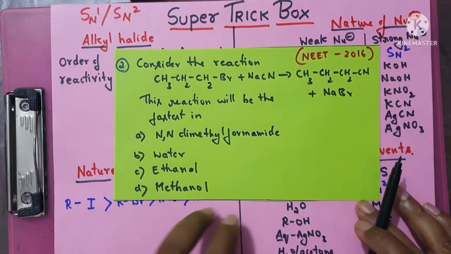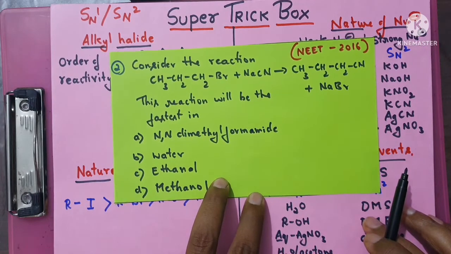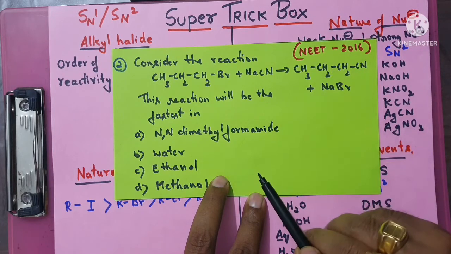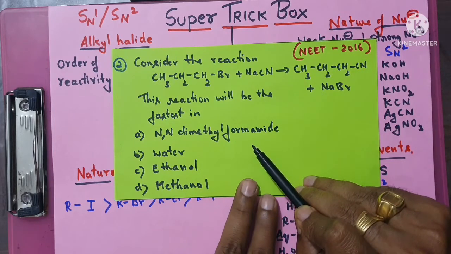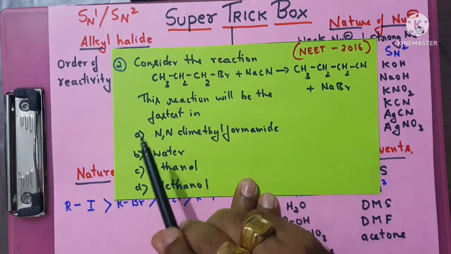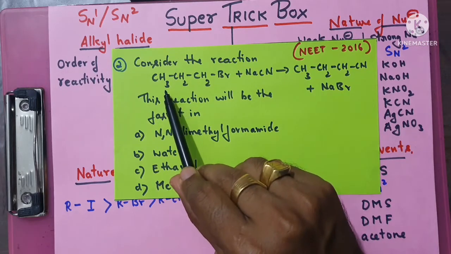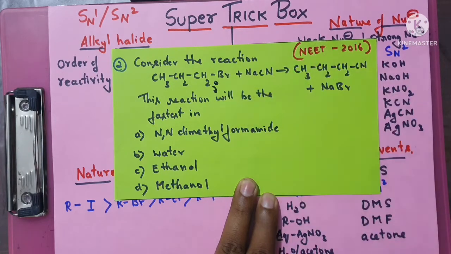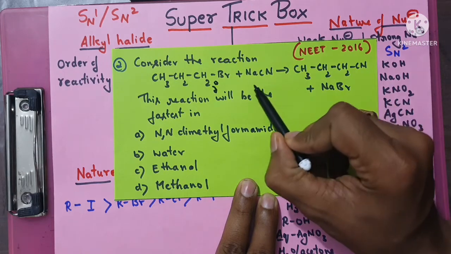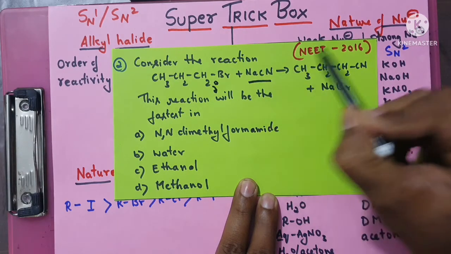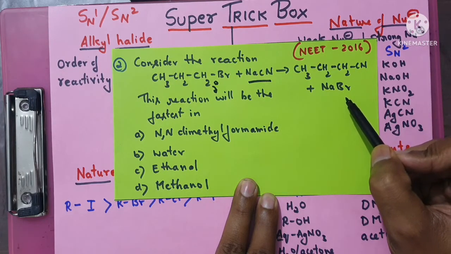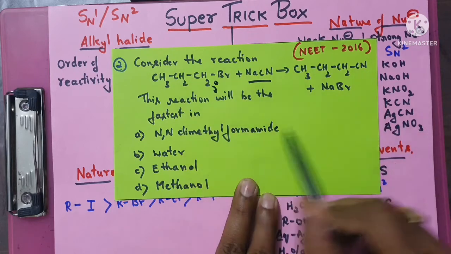This is a very interesting question, children. This is a question of NEET 2016. Let us see what this question is. Consider the reaction. We are considering a reaction where it is a secondary alkyl halide. Yes, it is a secondary alkyl halide. Then in the presence of sodium cyanide, it undergoes a reaction. Now the question is, which solvent is best for this reaction?